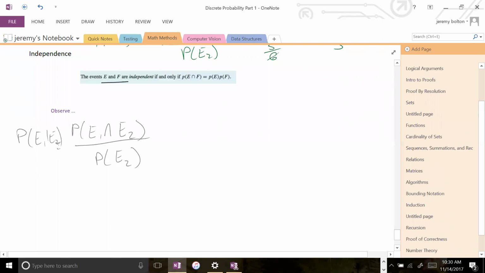Note that if we substitute in this independence here, we have the following. This is equal to the probability of E1 times the probability of E2 over the probability of E2. Note that this simply cancels and we're left with the probability of E1.